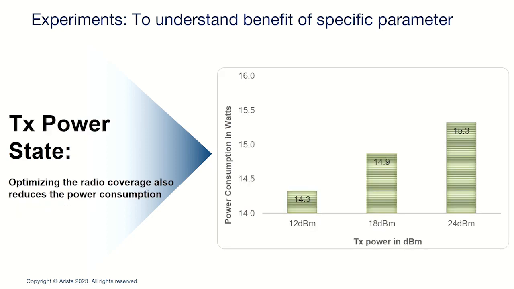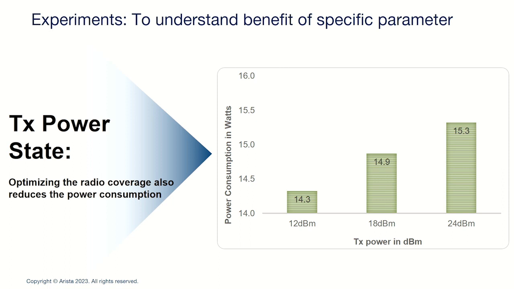Last but not the least, we did the experiment with TX power, which is known to everybody. Reducing the TX power not only saves us from interference, but it also saves the amount of power that the AP is consuming. Bringing down the amplifier from 24 dBm to 12 dBm saved almost 1 watt of power. Even if an administrator does not want to shut down the radio, they can reduce the TX power to save power.